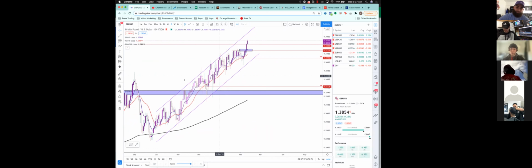I'm just going to move my resistance. This is now my resistance based on these two support levels. So we're hitting this resistance now, but we're looking really strong. Obviously, the daily is very bullish on GU. It has been in this ascending channel this entire time.